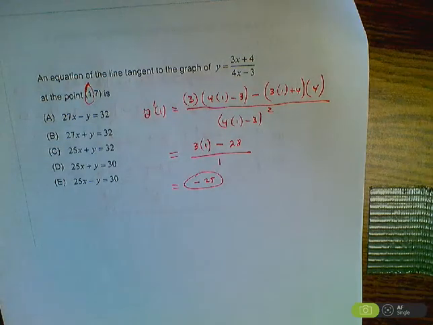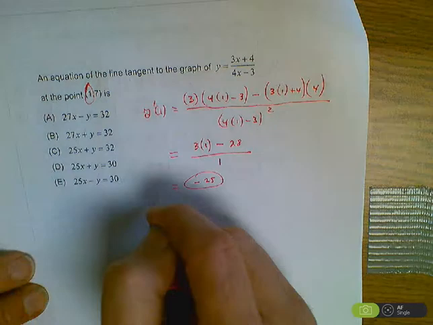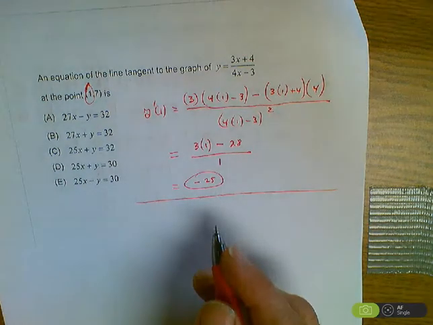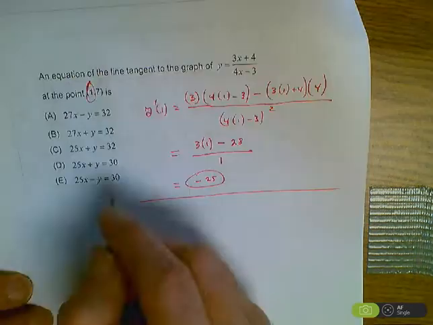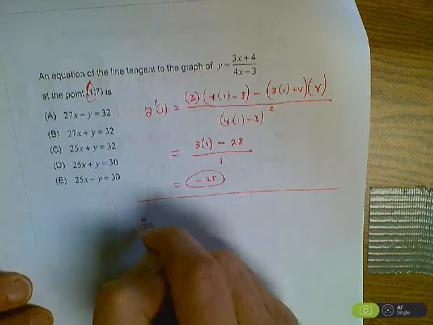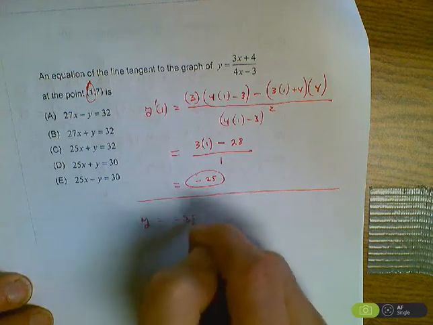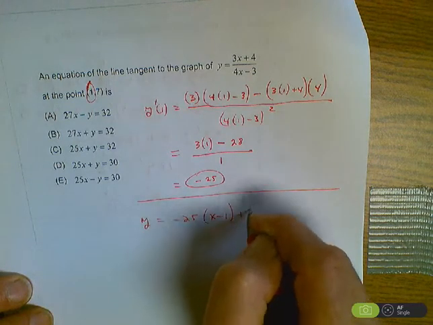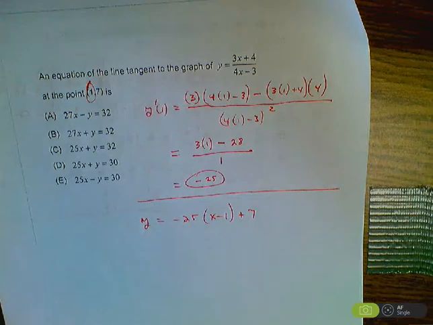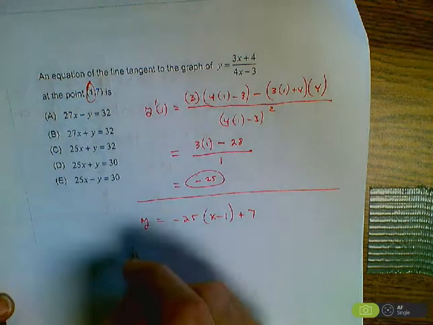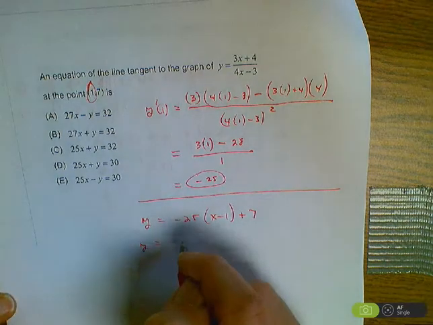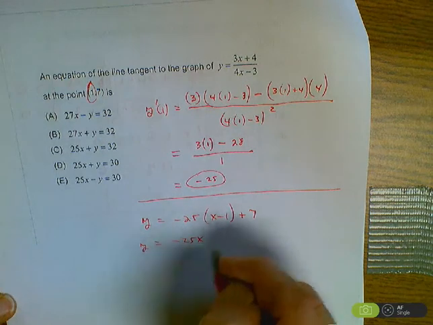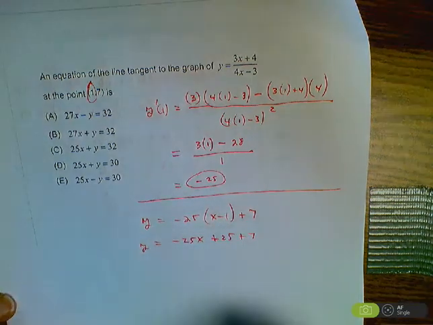Okay, so that's the tangent line. Now I have to figure out what my y coordinate is. I got it, 1, 7. So I'm going to write point slope form: negative 25, x minus 1, plus 7. Now I just have to go ahead and distribute: negative 25x plus 25 plus 7.